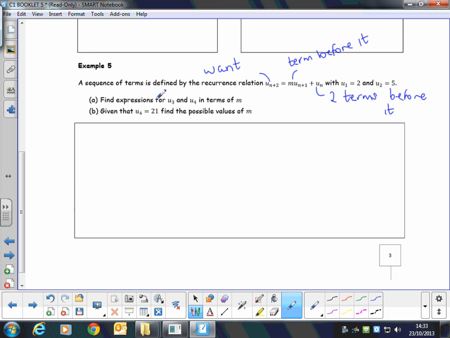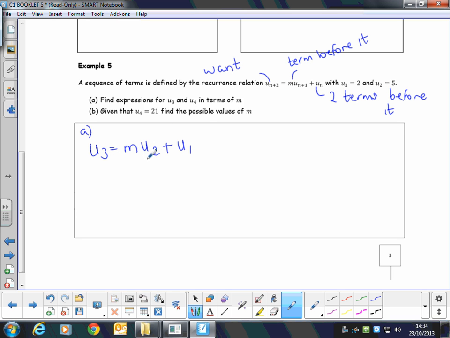So in order to find an expression for U3, U3 is the term that we want. We've got to do M multiplied by the term before it. So we do M multiplied by the term before U3, which is U2, and then we're going to add on two terms before the one we want. So the one we want is U3, so two terms before that will be U1.